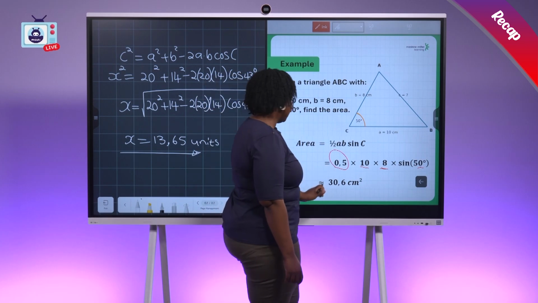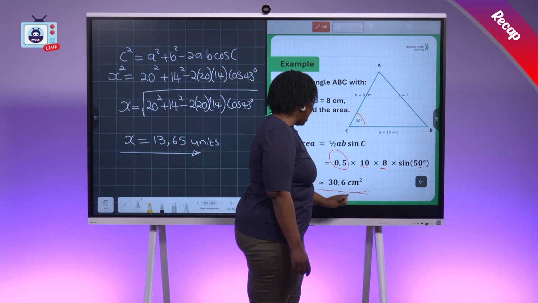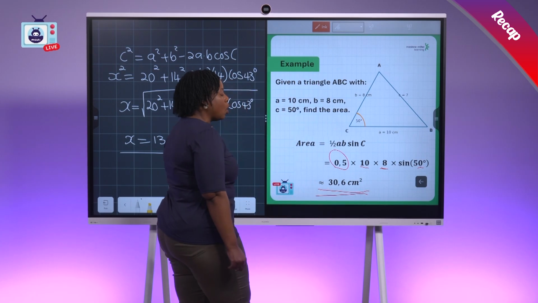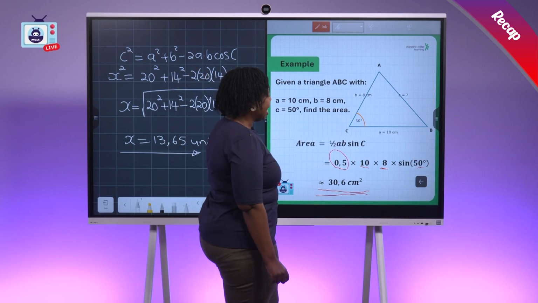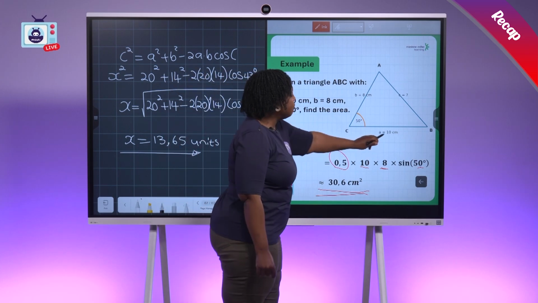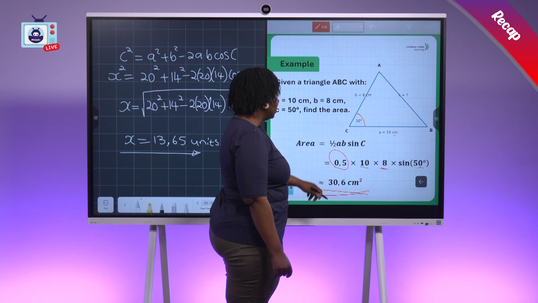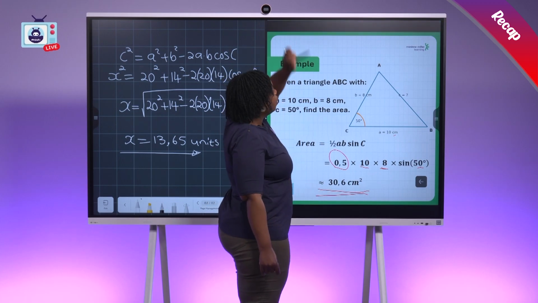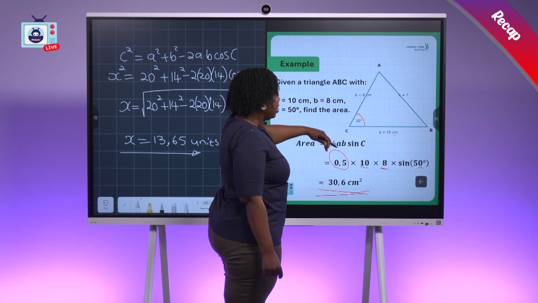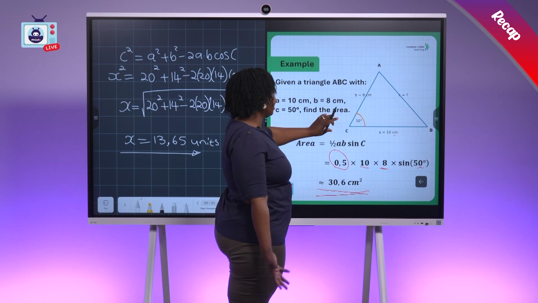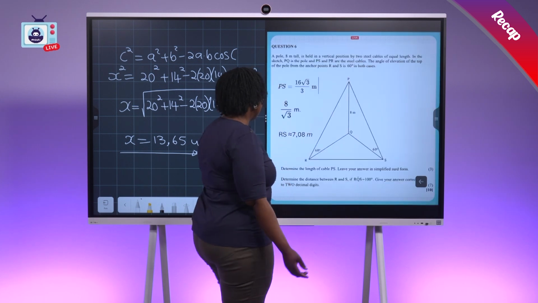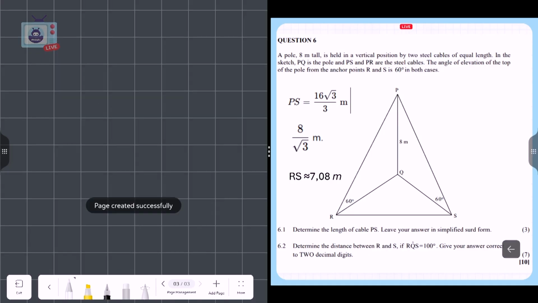If you punch that in the calculator, you're going to have your answer as 30,6 centimeters squared. Because we are given the centimeters, we keep that, and because of the area, we have to say it's squared. Because we are saying centimeters times centimeters, which literally gives us a square.